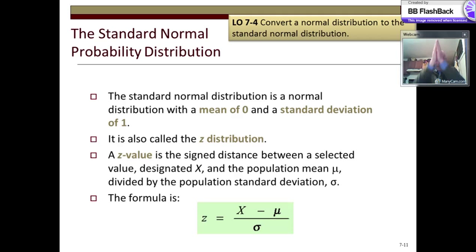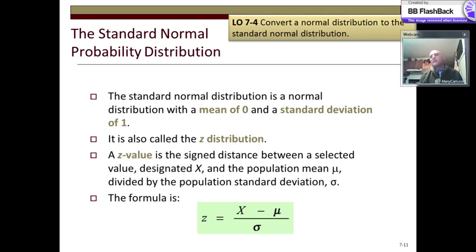One is that the mean of the standard normal distribution is always 0. 0 is in the middle. The standard deviation is 1. That's how dispersed or how spread out the data is. Once we define normally distributed data with a mean of 0 and a standard deviation of 1, we want to convert whatever data we have to that distribution.